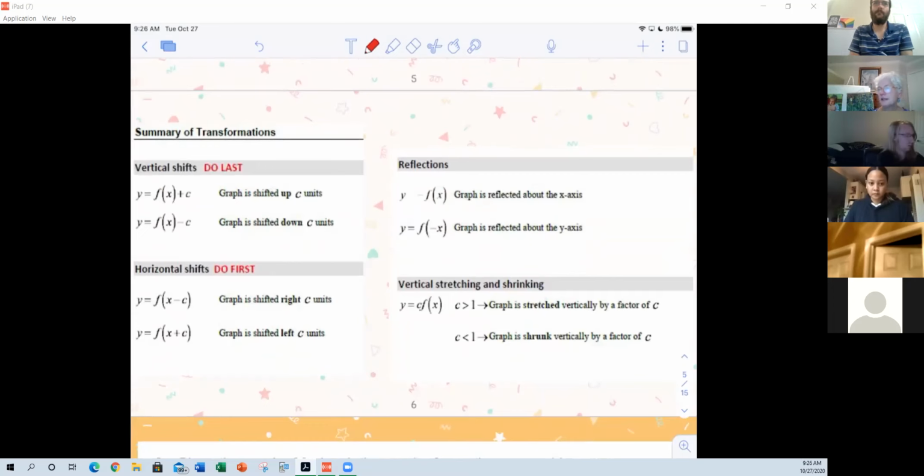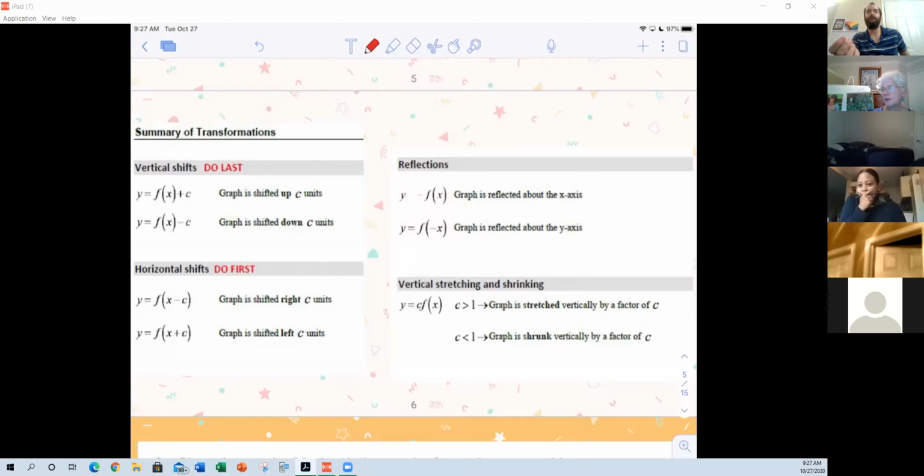So this is a summary of transformations. It is in your notes, and I'm not going to give you too complicated of transformations. Probably not more than 2 or 3 in one problem. The main thing to remember is that the vertical shift is the thing you want to do last, because if you don't, it can cause you problems. And then the horizontal shift is usually what you do first, and then the reflections and the stretching and shrinking are somewhere in the middle, and it doesn't really matter what order you do them in.